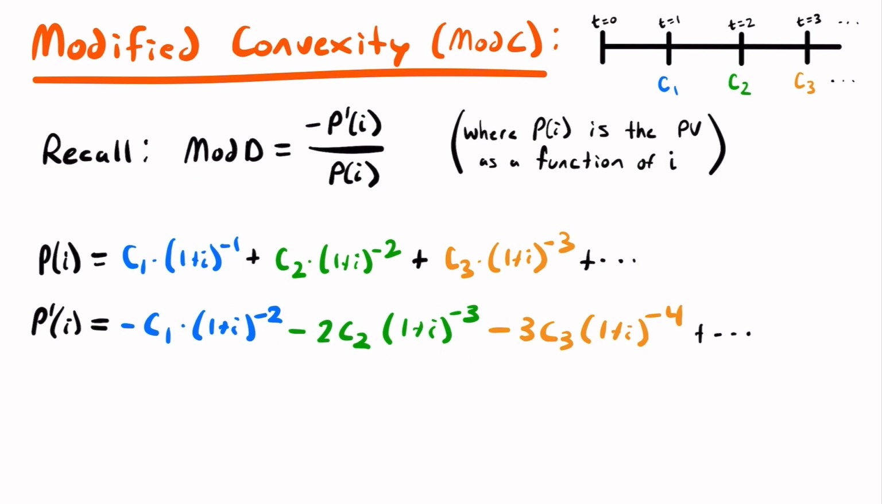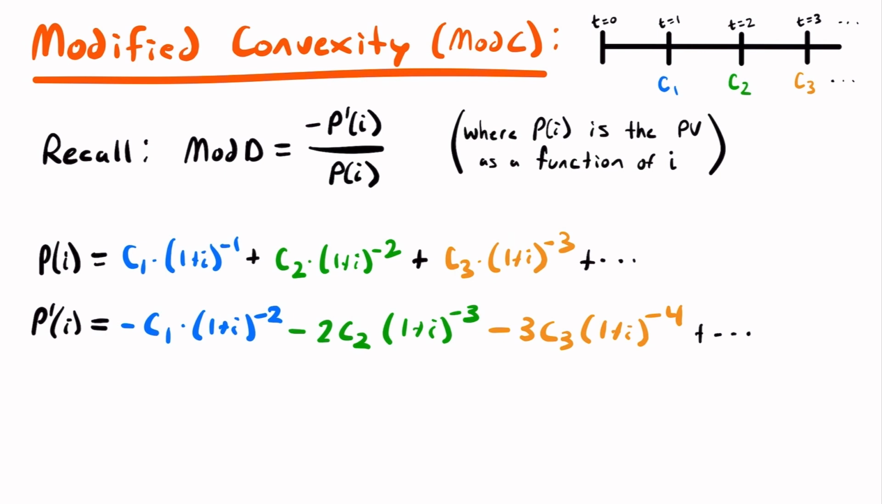Now for the modified duration, we needed the negative version of that derivative. And so if we were looking to calculate the modified duration, you would then negate all of the terms of this derivative. All right, but we're not actually looking at the modified duration in this case. We're interested in the modified convexity.